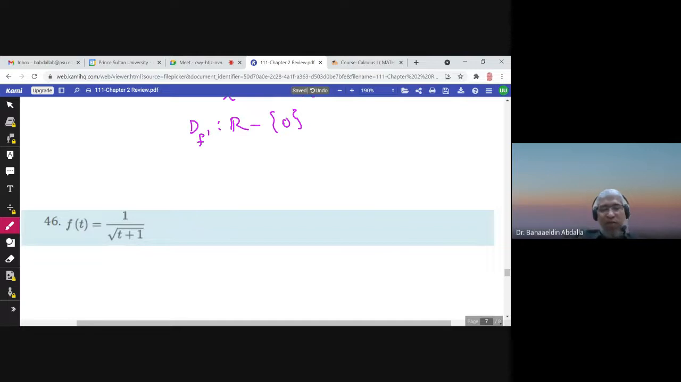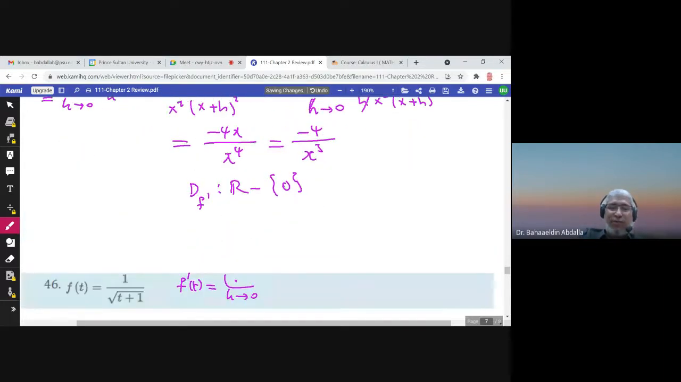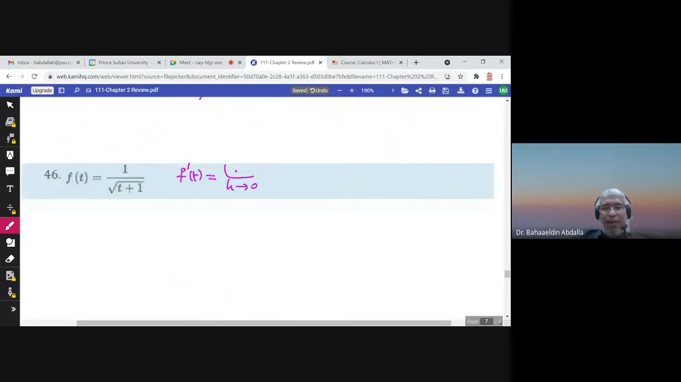Another function. We need f prime. f prime of t is the limit when h approaches 0 of f of (t plus h), which is, I'll take 1 over h also out. f of t would be 1 over the square root of t plus 1. I replace t by t plus h, minus f of t, over h, which I took outside.